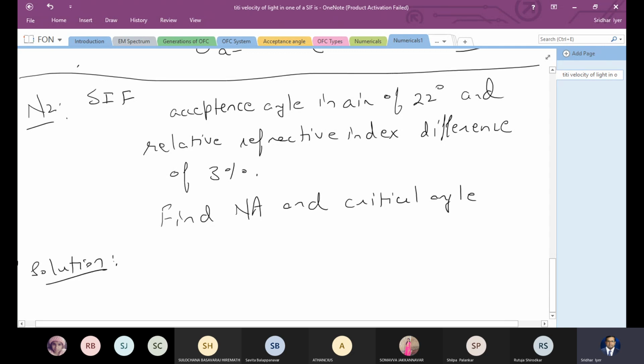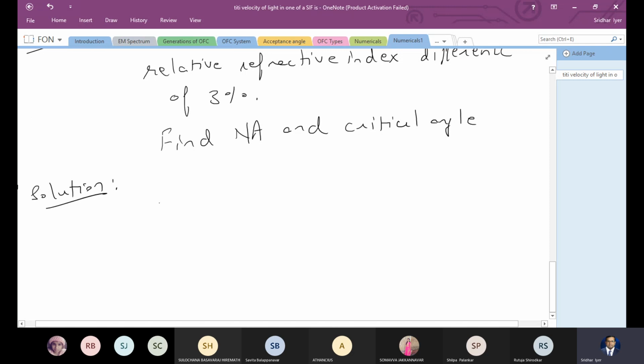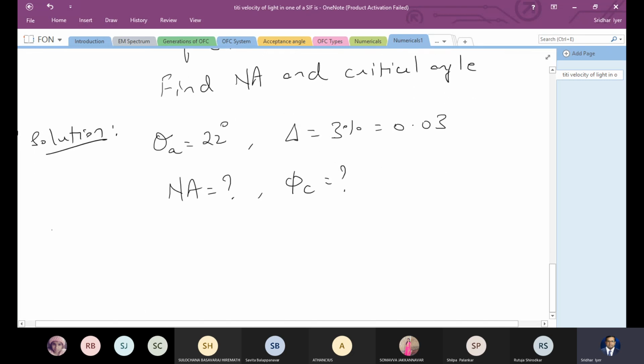So we are given a step index fiber which has an acceptance angle in air of about 22 degrees and a refractive index difference of 3%. We need to calculate Na and the critical angle. So let's first quickly write what's given to us. We are given the acceptance angle, theta A, as 22 degrees. We are given the relative refractive index difference, delta, as 3%, which is 0.03. We need to calculate Na and the critical angle phi c. So it's a very simple problem.